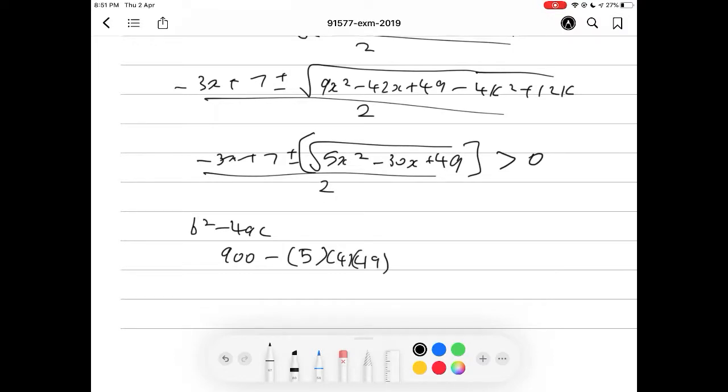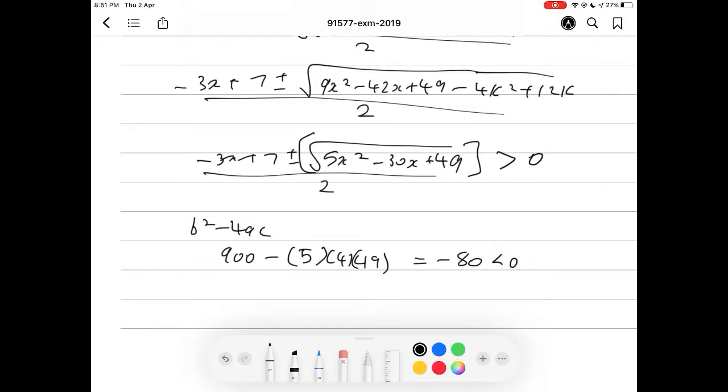What does that give us? 5 times 4 times 49. That gives us 980, which means that this expression equals negative 80. Okay, so this is less than 0, which means that for this discriminant, it never touches the x-axis, which is good news.